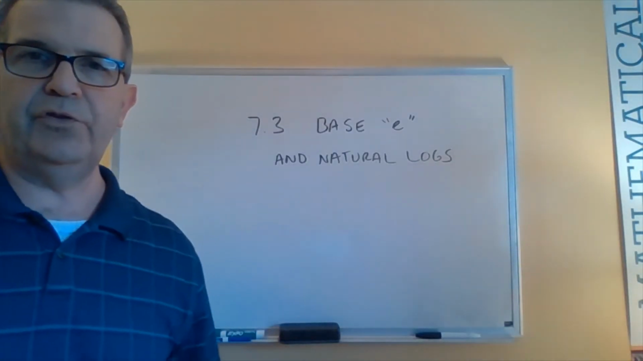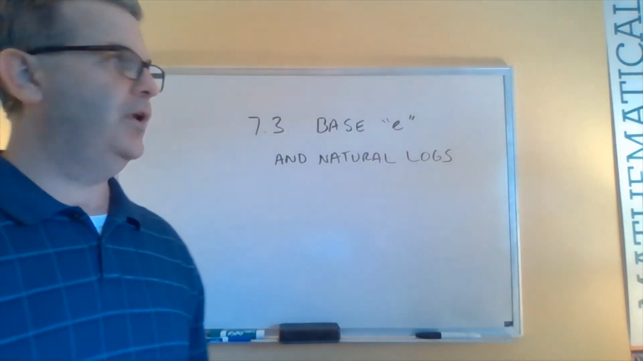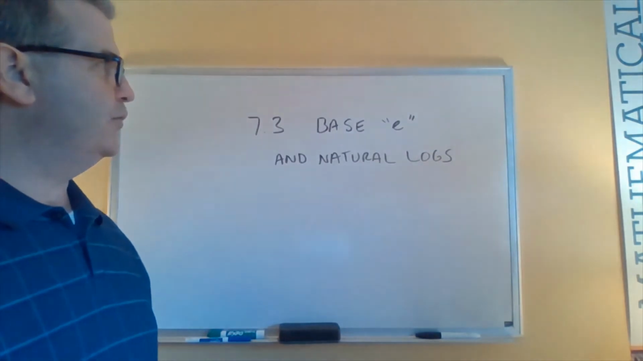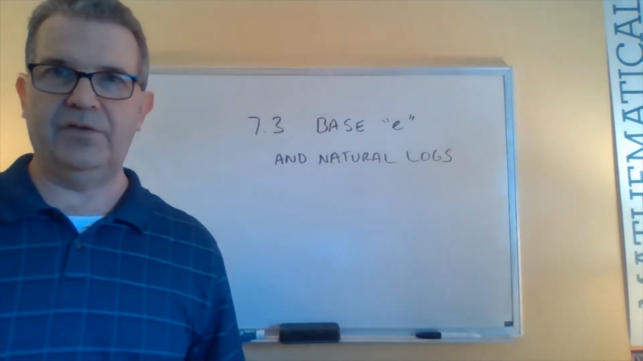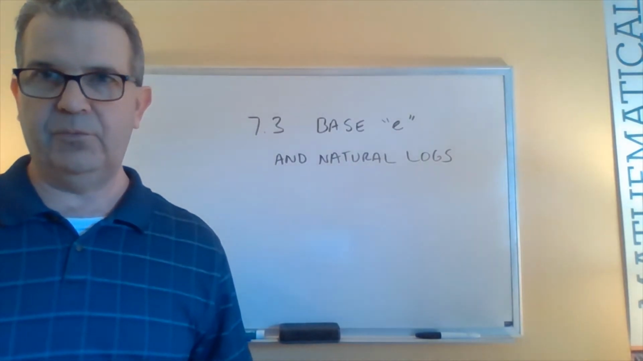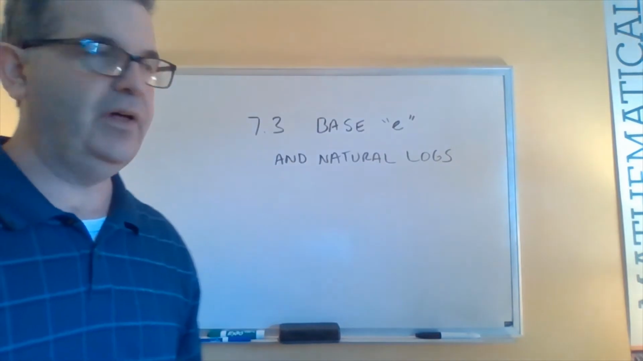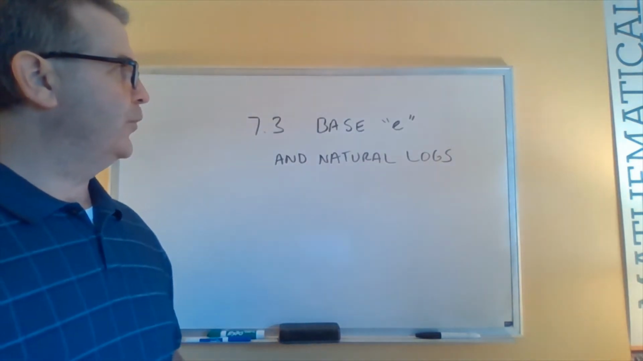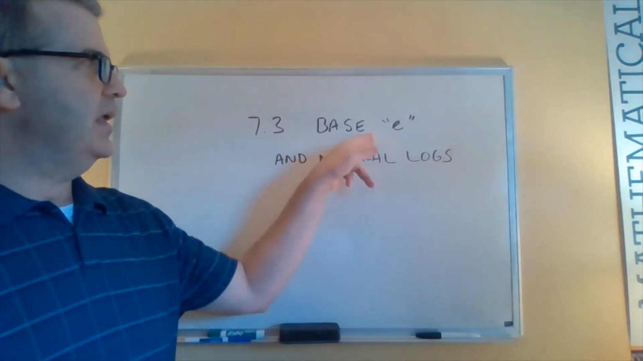Well, Algebra 3, this is our video key for lesson 7.3, and that was our lesson on base e and natural logs. Remember e, very popular number in mathematics, that's equal to about 2.718. I recommend you commit that to memory, especially if you're going to be going on to math classes past Algebra 3. And natural log is basically just the logarithm base e.